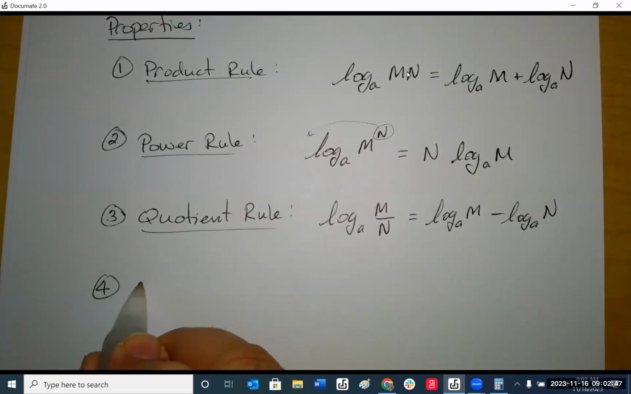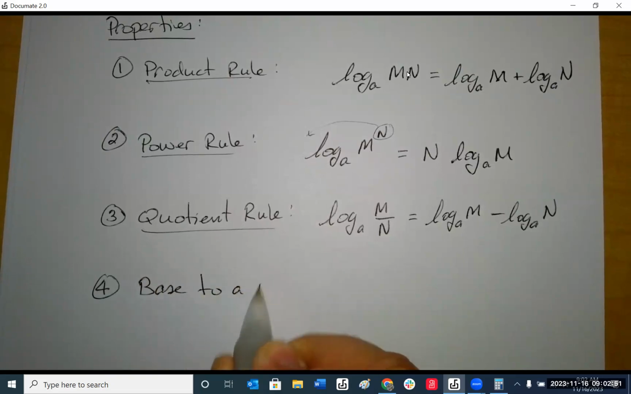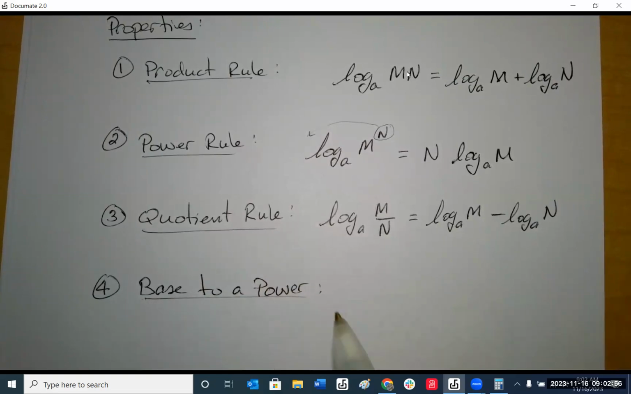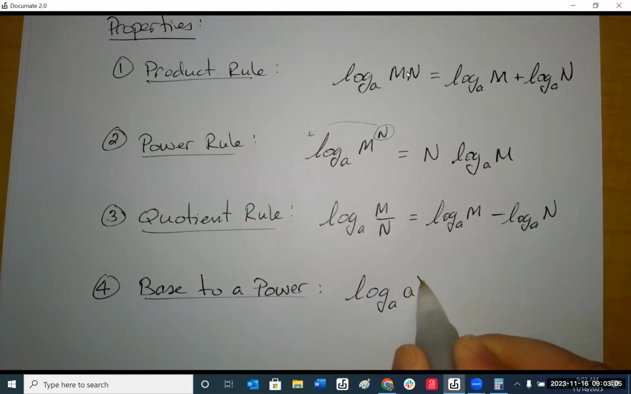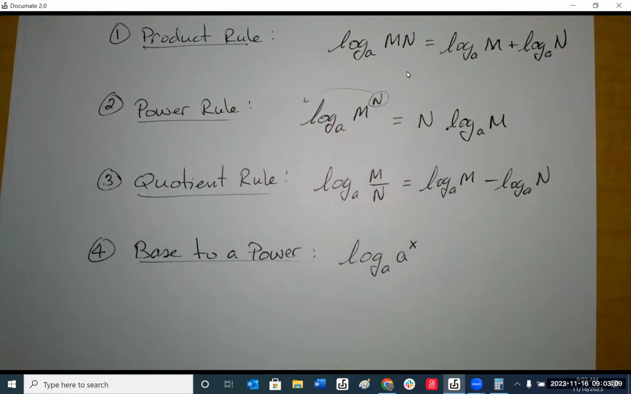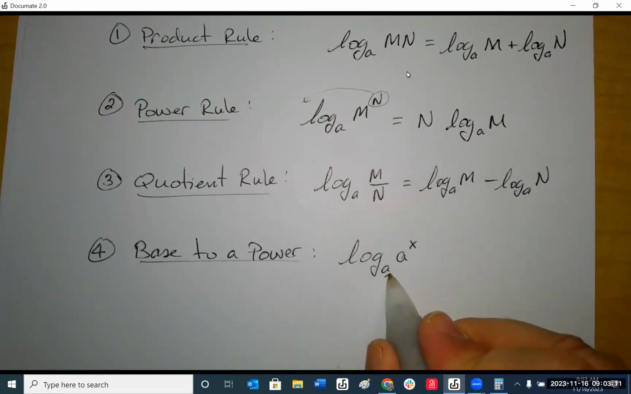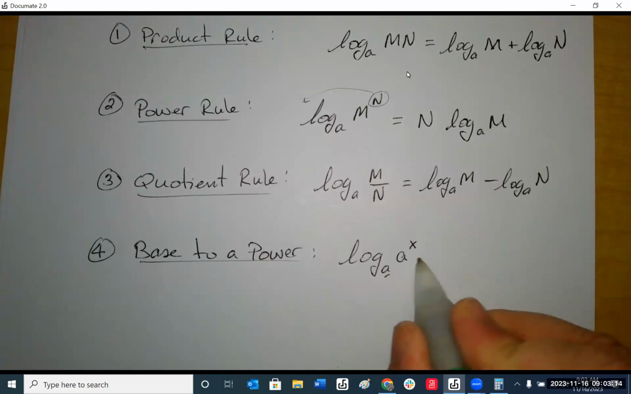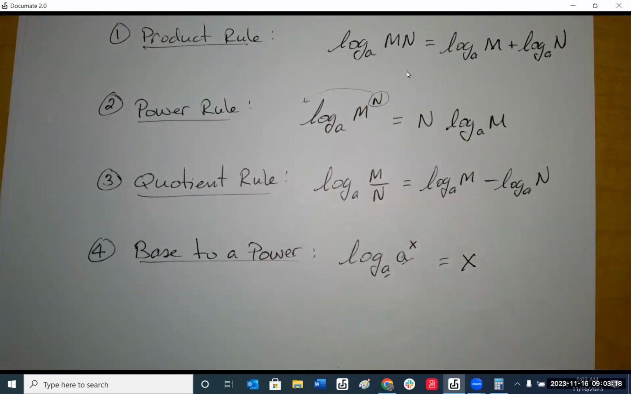We have the base to a power rule. The base to a power rule says if I have the same bases, remember this is the base of the log and this is the base of the exponent, they cancel each other out. I just have x.